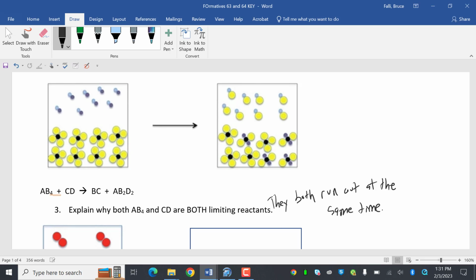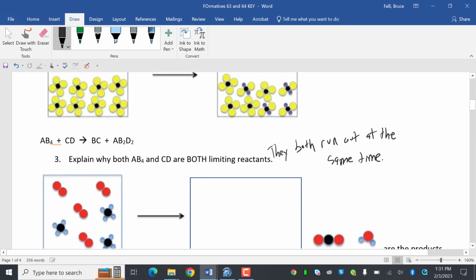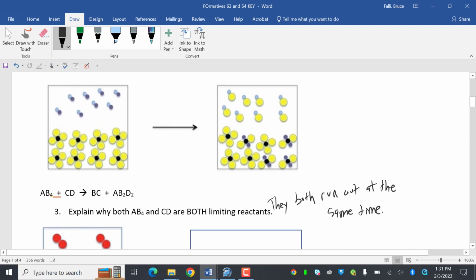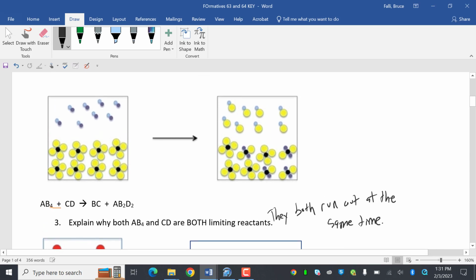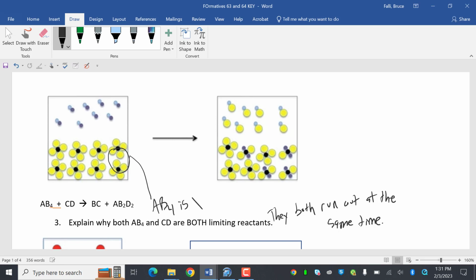Okay, so that seems a little weird here because I don't think that's true. That would be why they would both run out at the same time, but it looks like this doesn't happen. Do you see how I have these guys left over? That's AB4. AB4 is excess because it's over here. Oh, I see why I was saying that. So there's none of these guys left, but there are some of those.